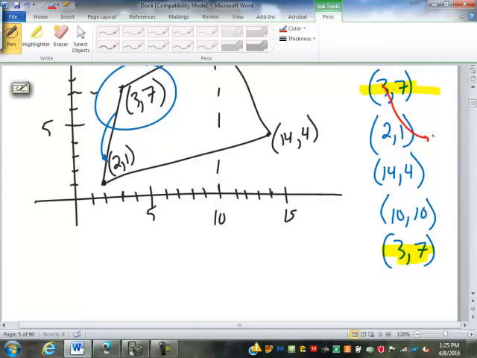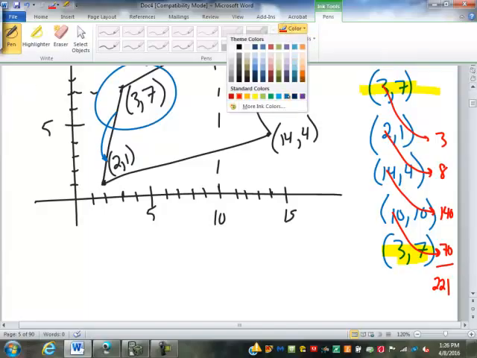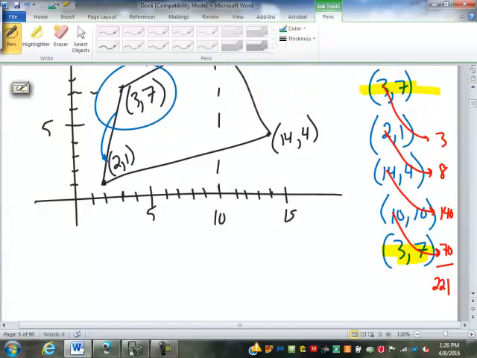What's 3 times 1? 3 times 1 is 3. What's 2 times 4? 8. 14 times 10? 140. 10 times 7? 70. What's that add up to? 221. Look right? Say yes. Now we're going to do the backwards diagonals.